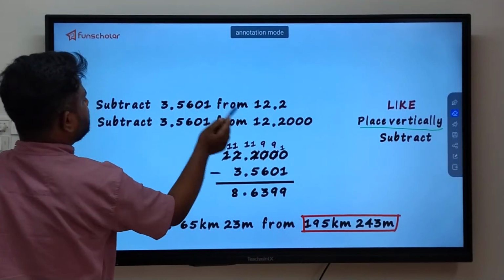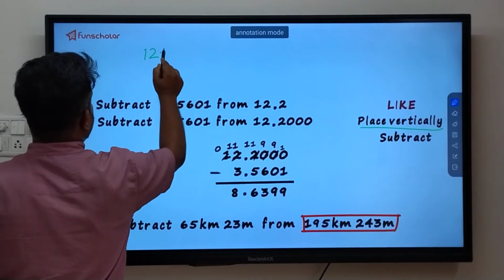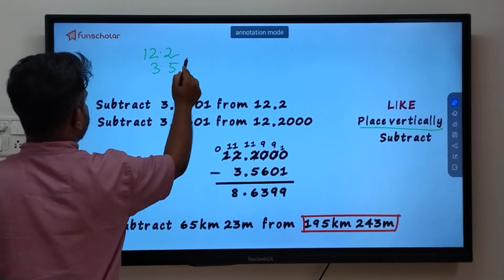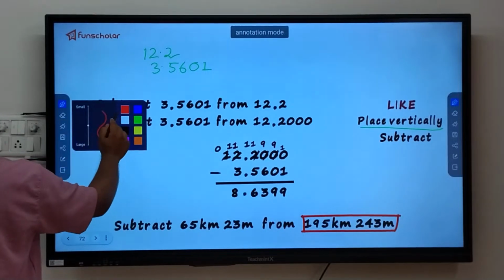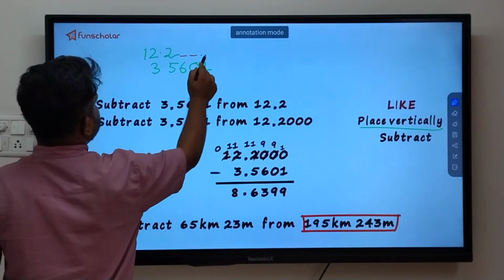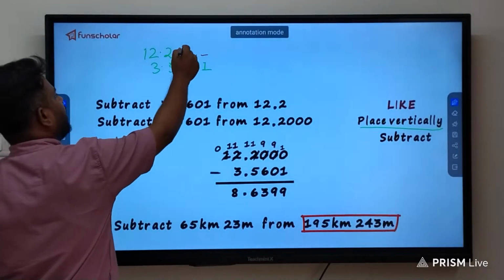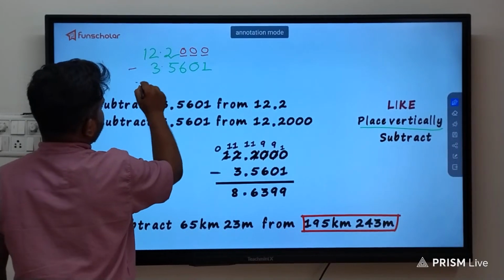So here 12 is the bigger number, so just write 12.2 and then write 3.5601, and just like in the previous case, we will add zeros to the empty spaces to make it a like fraction.